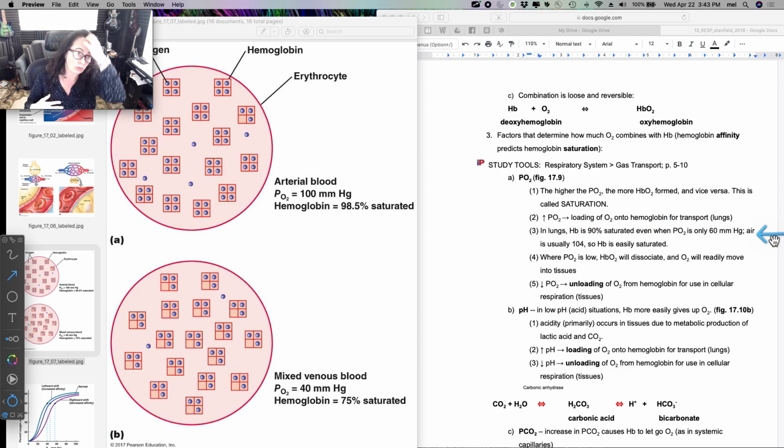So why is it so good at loading? Why do we generally get about 90% saturation almost all the time? It's because there's such a good gradient between how much oxygen is in our atmosphere and how much oxygen is in the blood going through the lungs. So in lungs, hemoglobin is about 90% saturated, even when our PO2 is only 60 millimeters of mercury, because the air is generally 104 millimeters of mercury of the PO2. So the saturation is relatively easy.